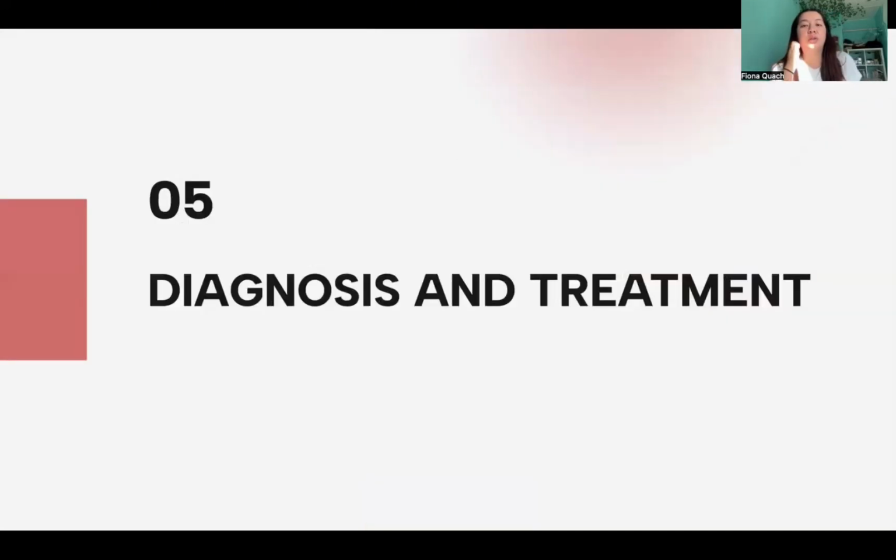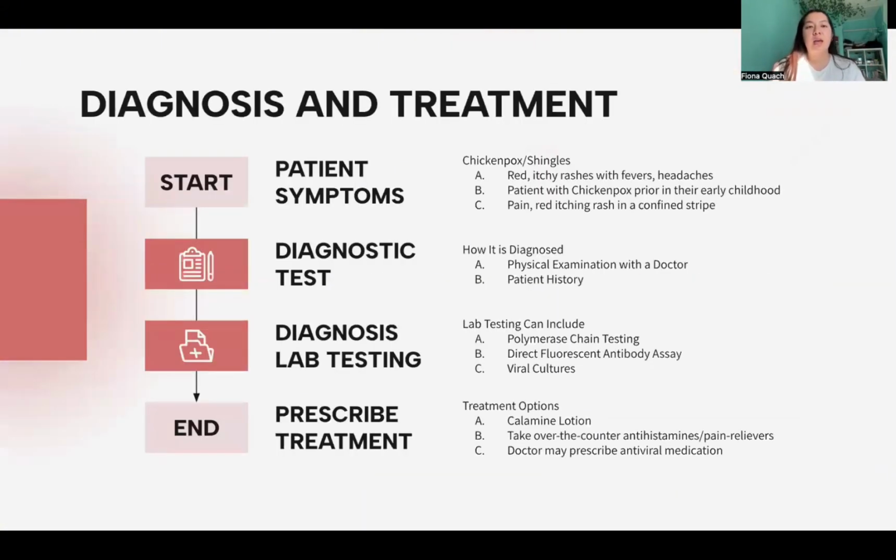So next we're going to do diagnosis and treatment. And so, like I said, the symptoms to start out, I listed before, the rashes, the itchiness, and any sort of confined stripe of rashes or pain.